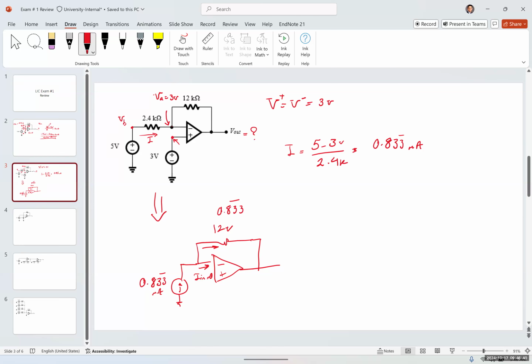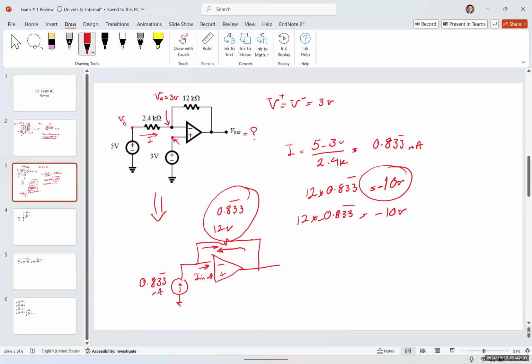We can use that, or we can just use Ohm's law. It's going to be 12 times 0.833 gives us 10 volts. Since this is an inverting amplifier, the current is actually going the opposite direction. So this is going to be negative 10 volts. So technically it's 12 times negative 0.833, which is negative 10 volts. This is one way to solve it.